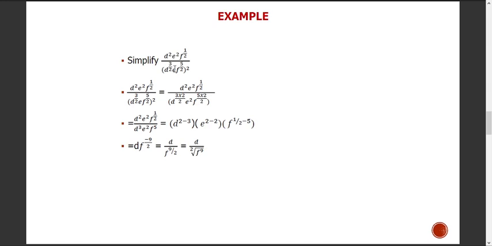So from that we collect like terms. In the process of collecting like terms, we see that d squared and d cubed are being divided. So we are going to maintain the base and subtract the power of the denominator from the numerator. So that's why we have d to power 2 minus 3. Then e is also dividing, so we are maintaining the base and subtracting the powers. So it is e to power 2 minus 2. And also f is dividing, so we shall have f to power a half minus 5. So 2 minus 3, we get negative 1.